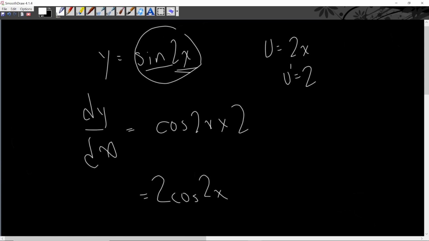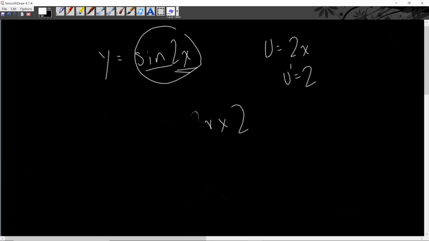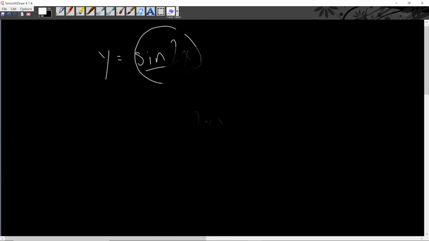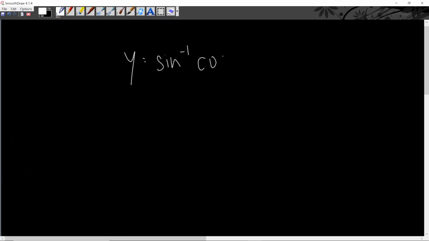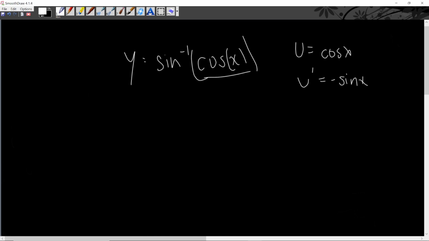Something's wrong with the formatting of that question, but okay, we have an interesting one. We have arcsine of cosine x. Y equals arcsine of cosine x. Alright, function inside of a function. This is going to be normal chain rule, so we'll have u equals cosine x, which means that u prime will equal negative sine x.